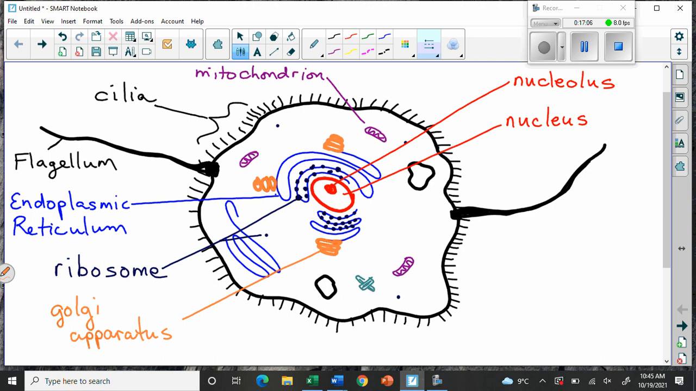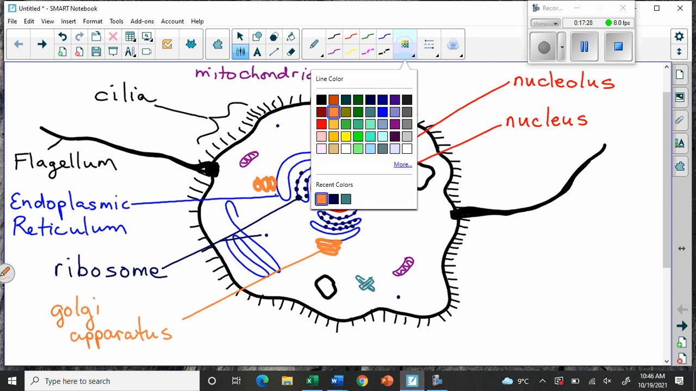When I was a young kid, that's what we called them, the Golgi bodies. But a body or apparatus is just a word that means structure. It's a thing. And it's called Golgi because the man who discovered them, his last name was Golgi, so they named it after him. Golgi apparatus.